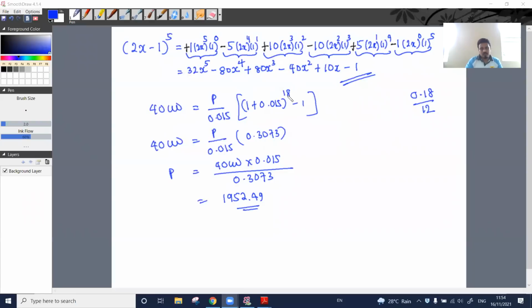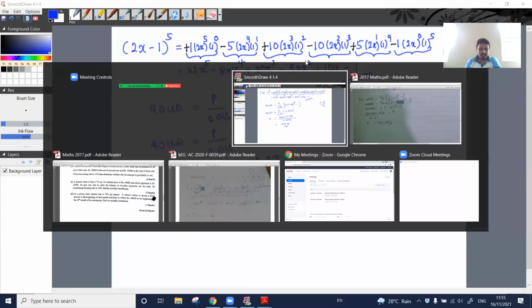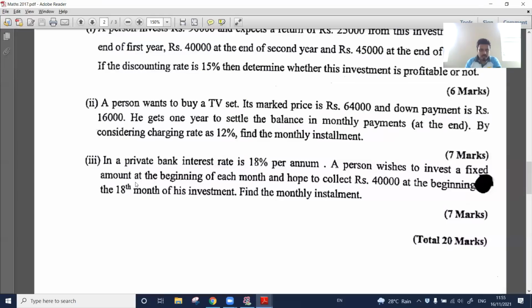Here, in the normal circumstances, we need to get the value at the beginning of the 18th month. At the beginning of the 18th month means at the end of the 17th month.